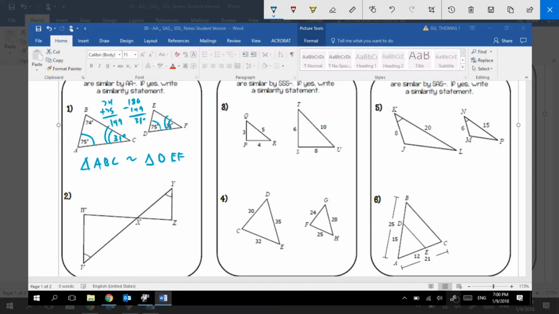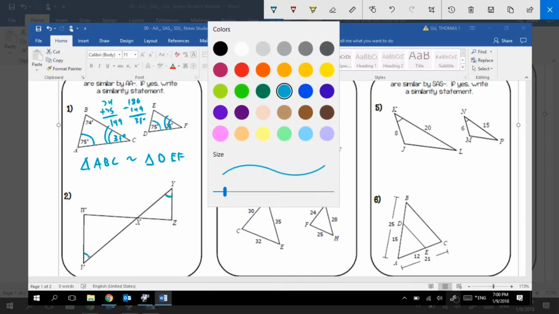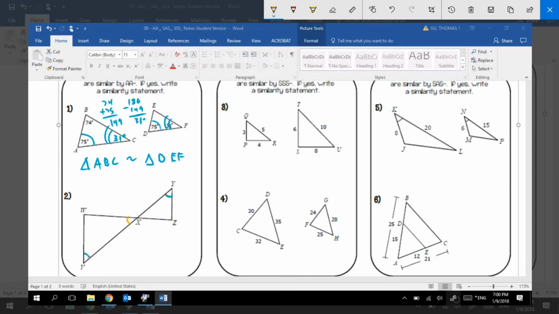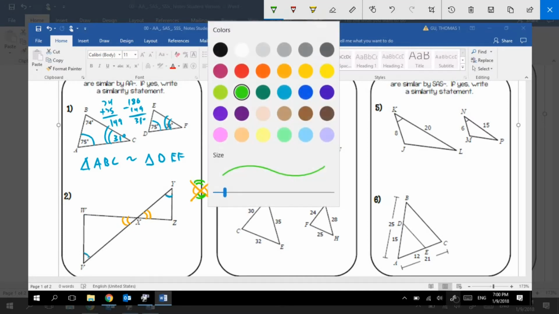Now look at number 2. On number 2, they're showing us that we have one pair of congruent angles. Then, do you see any other angles that might be congruent? Remember, we're looking for two angles. If you look right here in the middle, these are vertical angles, remember? When it makes a cross section, the ones that are right across from each other are always vertical, which means they're congruent. So we do have two congruent pairs of angles here.